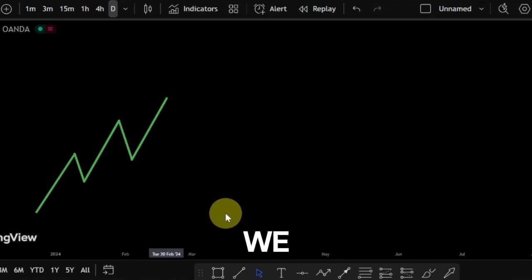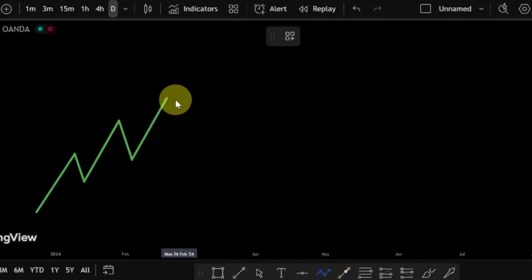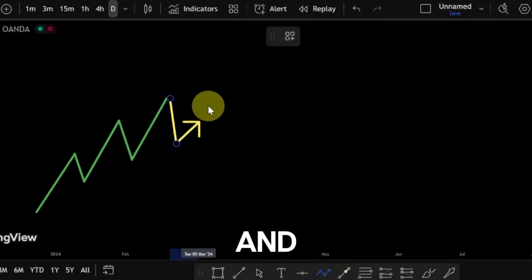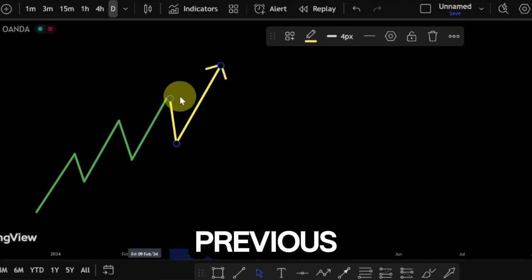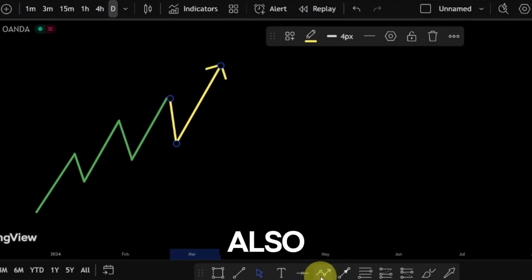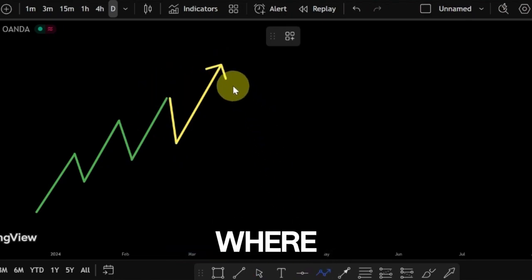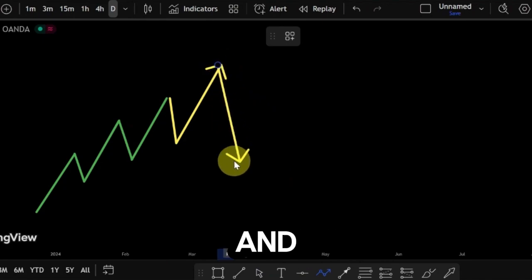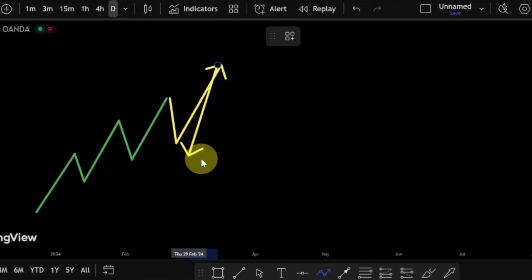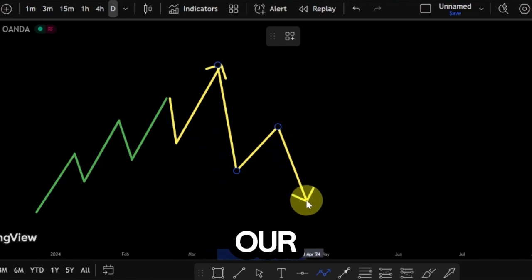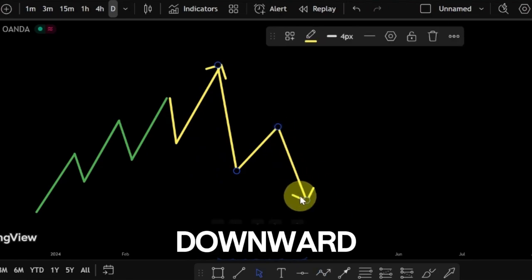We only make higher highs when the market retraces and creates a new high that is higher than the previous high. And also there is a change of trend when the market retraces and goes below the previous lower high. So in this case, we see that the market has changed direction to a downward trend.